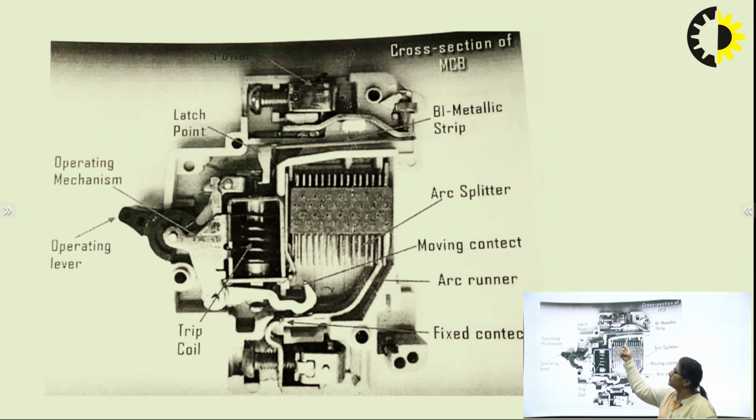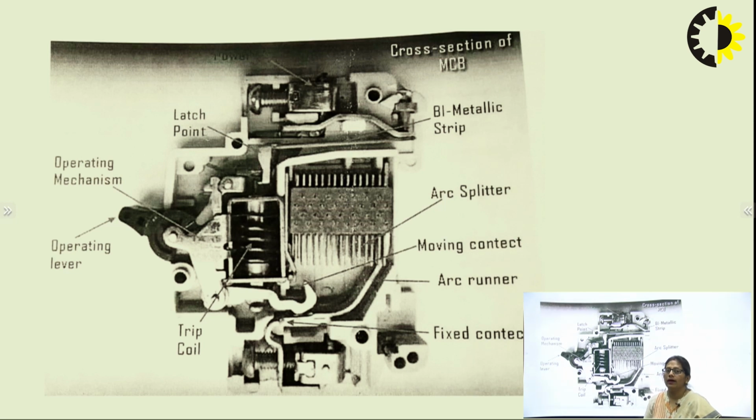As this is being deformed, this is being connected to the latch point, right? So the latch point is displaced. When the bimetallic strip is deformed, the latch point is being displaced, which makes this moving contact move away from the fixed contact. From this fixed contact, the moving contact gets away, making the circuit breaker be in the off position, in the open condition.